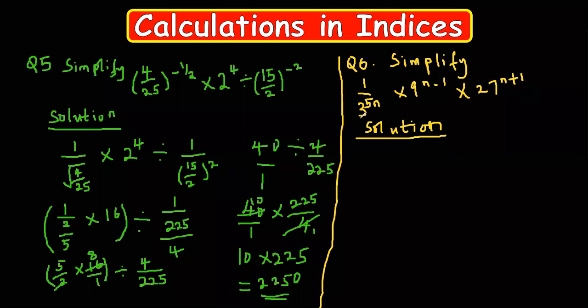So 1 over 3 raised to the power of 5n times 9 raised to the power of n minus 1 times 27 raised to the power of n plus 1. So we're going to give everything the same base. All the terms here, we're going to change them to the same base so that we can simplify. And the lowest base is 3. So here, 1 over 3 raised to the power of 5n is the same thing as 3 raised to the power of 5n.